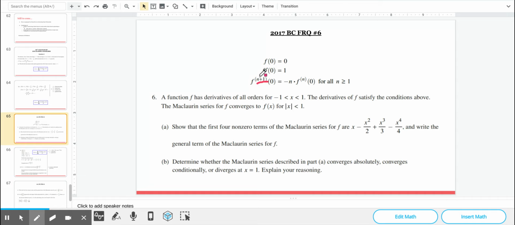So n has to equal 1 in that case. So n equals 1 for the second derivative. So that would be -1. And then the next part here is f to the nth. This is what's called a recursive derivative, something called a recursive sequence. Basically what it does is it makes you look back to the previous term you just found or the previous piece of information.